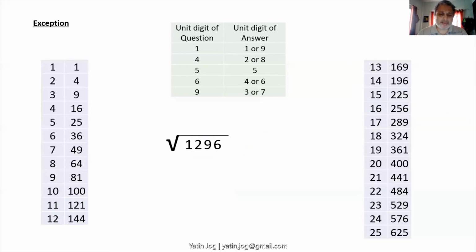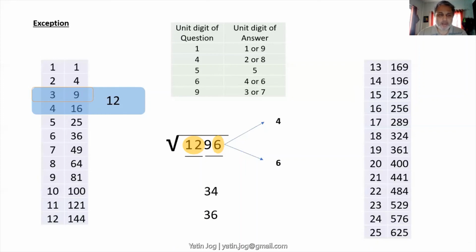So 1296 will follow the process again. Step number 1, create the groups. Step number 2, look at the unit place. Step number 3, looking at the table, the answer has to end with 4 or 6. Step number 4, then we'll look at the second group, 12, which is between 9 and 16. So we'll take the lower value, which is 3. So my answer has to be either 34 or 36. In that case, now we'll calculate the distance. The distance of 12 from 9 is 3 and from 16 is 4. The minimum distance is from the lower side. So as per our method, the answer has to be 34, which is not the case. This is an exception. Actually, the answer is 36.